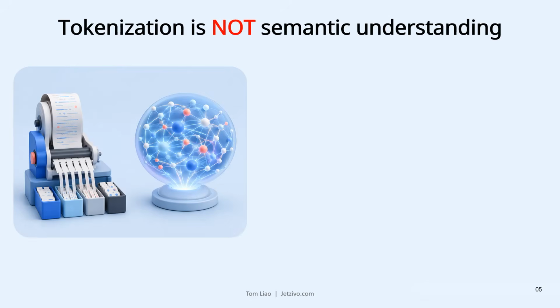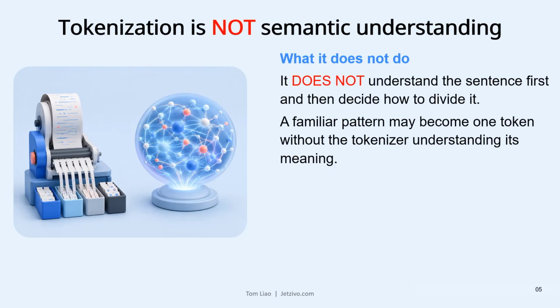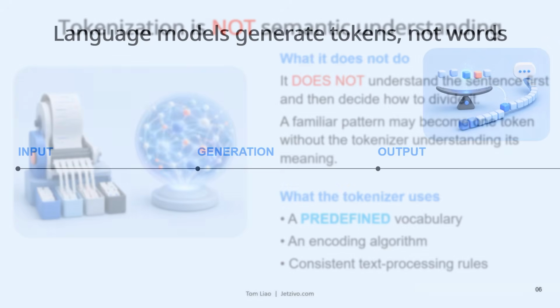It is important not to confuse tokenization with semantic understanding. The tokenizer does not first understand a sentence and then decide how to divide it. Instead, it applies a predefined vocabulary and an encoding algorithm. It only means that the relevant text pattern exists in its vocabulary.